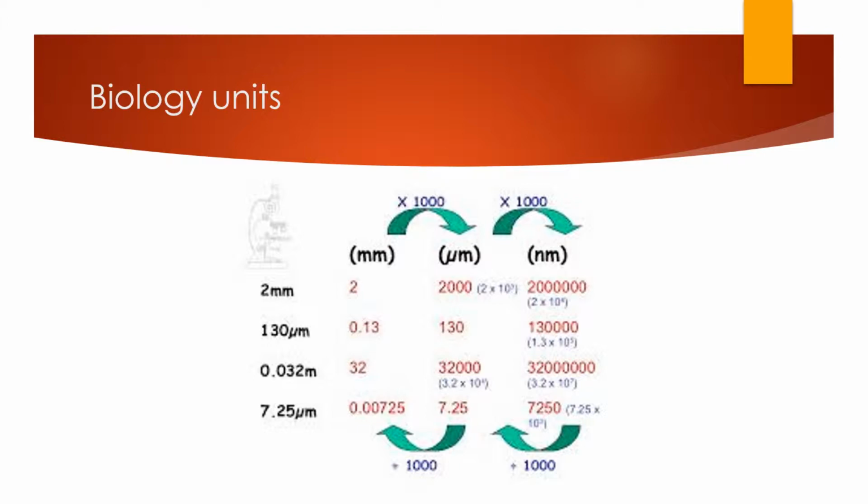When you're working out from micrometers to nanometers, you times by 1,000. If you're trying to work out from nanometers to micrometers, then you divide by 1,000. If you're trying to work out from micrometers to millimeters, then you divide by 1,000.